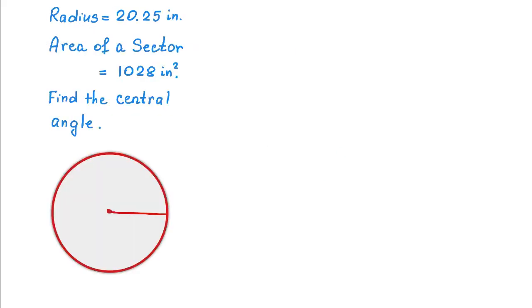Here we have another problem where the radius of a circle is given and the radius is 20.25 inches. We are also given the area of a sector, which is 1028 square inches. We have to find the central angle. So we know that the area of a sector is given by the formula A equals theta, which is the central angle, divided by 360 degrees, multiplied by the area of the circle, which is pi r squared.